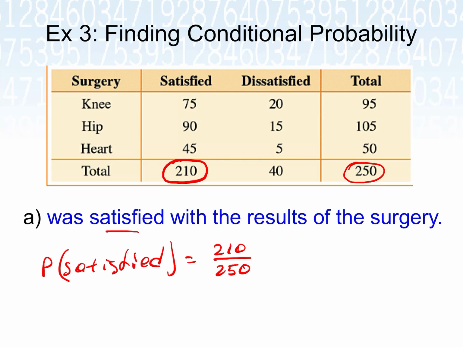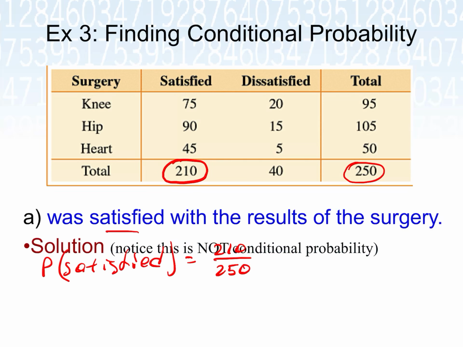That's really not a conditional situation. That was just a basic probability involving how many satisfied out of the total, which is, I guess, pretty good numbers. If you were looking to do a review or read reviews about a doctor, right? You're going to look at the number of people that were satisfied. Okay? All right.